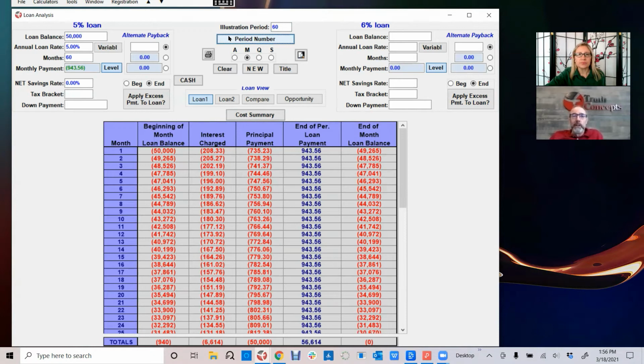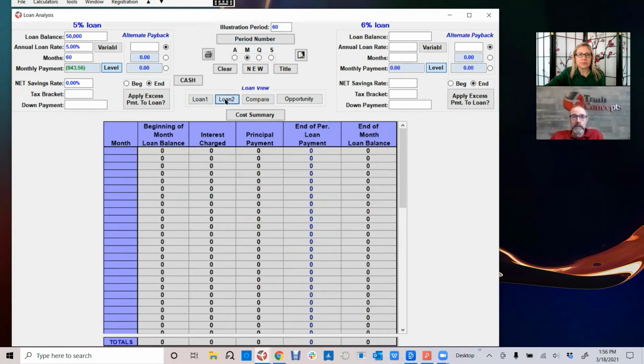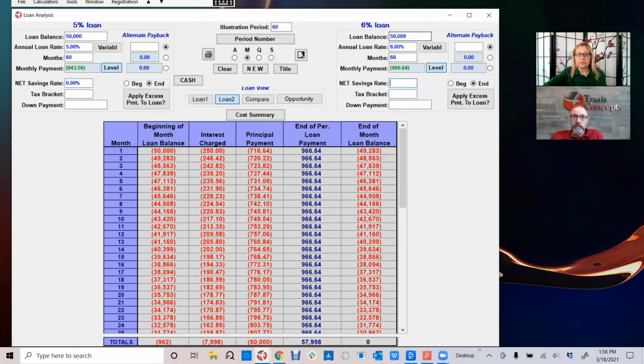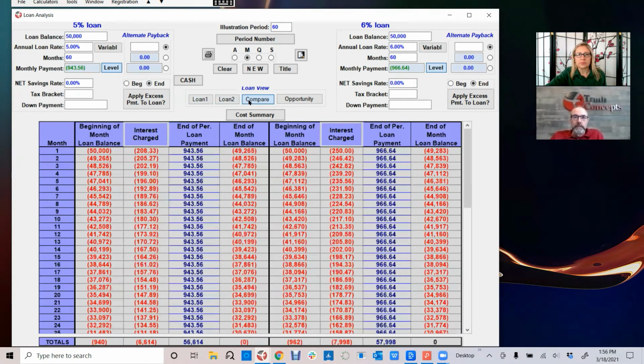So what it said was we were going to look at a comparison. So on the right-hand side, and you can click that loan view to loan 2 if you want to, Kim. We're going to put in the same $50,000, but we're going to do this at 6% over 60 months. And we see that this payment is going to be $966 instead of only $943. If we do a comparison there in the middle, then now we can see the difference kind of side by side.